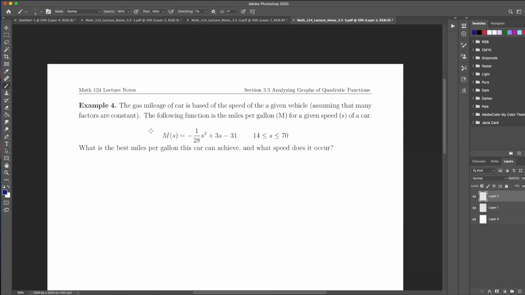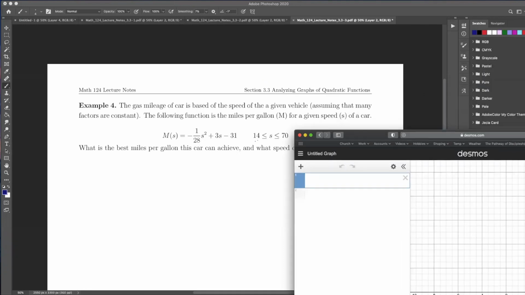So, the following is the miles per gallon for a given speed of a car. So, if a car is traveling at a speed of s, from 14 to 70 miles, the miles per gallon you get is given by this function, right? It's kind of a complicated function. And so I want to know what is the best miles per gallon this car can achieve and at what speed. So before we do this algebraically, let's just graph this puppy.